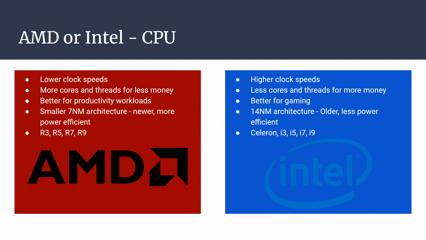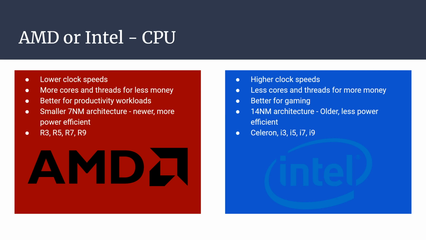AMD has lower clock speeds. Clock speeds are measured in gigahertz, right? AMD generally is in the 3 to 4 gigahertz range, whereas Intel can get to 5.3 or 5.4 gigahertz if you get a good one. But back to AMD again. We'll come back to how core clocks are important and how the speeds can be very important for some people. Next, we have more cores and more threads on the AMD side for less money.